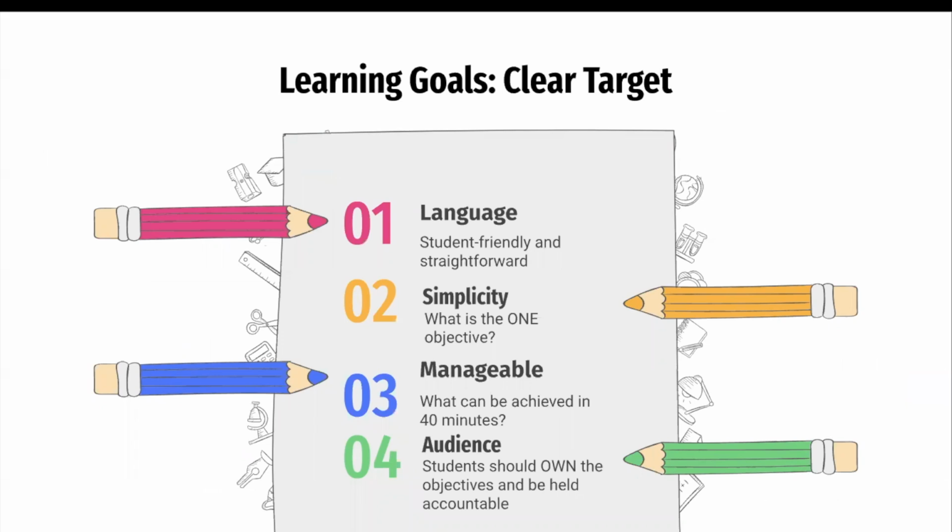So first we want to begin with language. Use student-friendly and straightforward language in the learning goal. Second of all, simplicity. What is just one objective? Try not to make it too complicated. You're not trying to impress anyone. You're just trying to convey what the goal of the lesson is going to be.